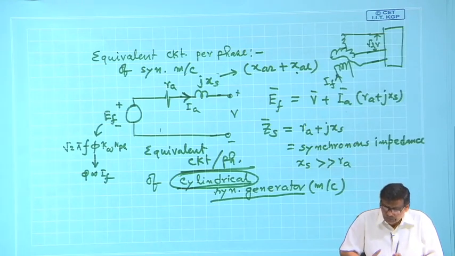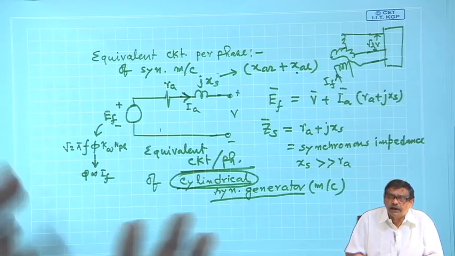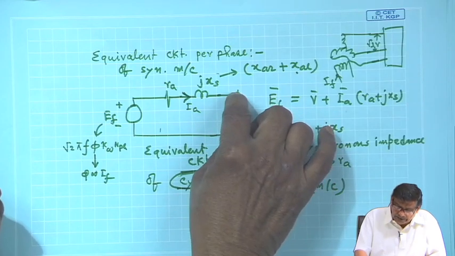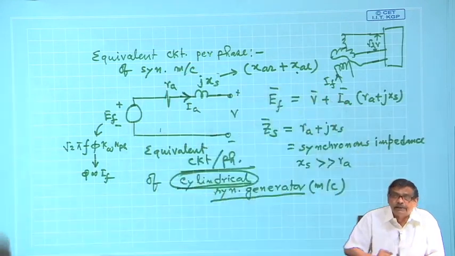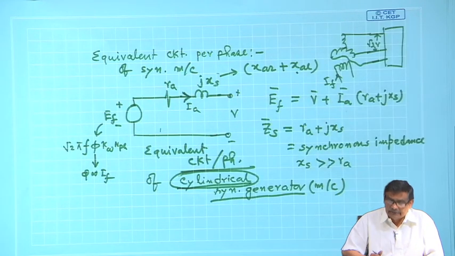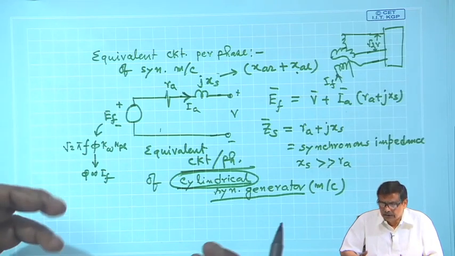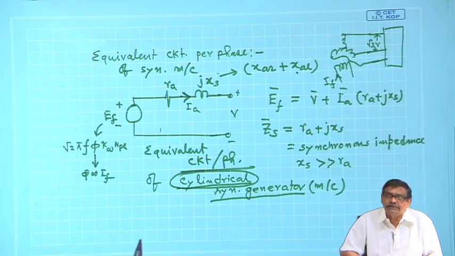One good thing about the synchronous machine is that the equivalent circuit is very simple to handle per phase. Only thing, between the terminal of the machine and this excitation voltage, there appears a series impedance of Ra plus jXs, of which Xs is much larger compared to Ra. What people sometimes do is even neglect Ra to get results quickly; computations then become even easier.